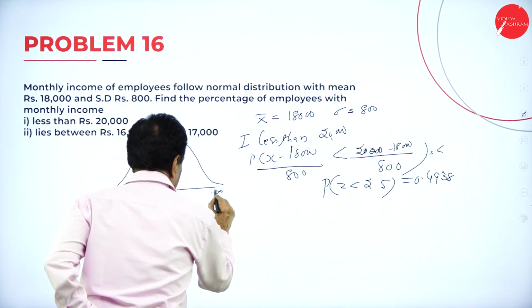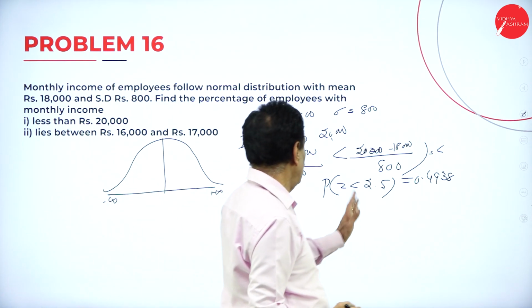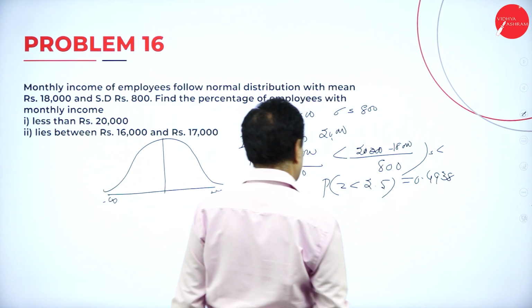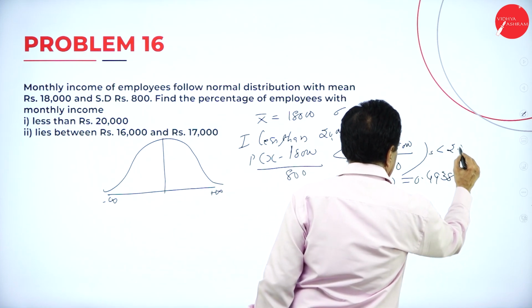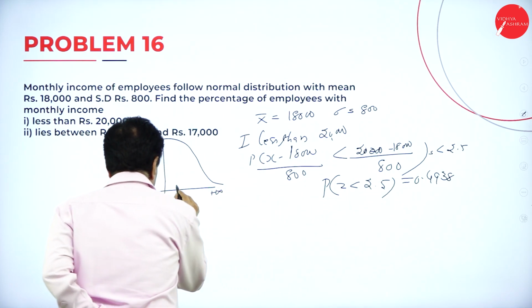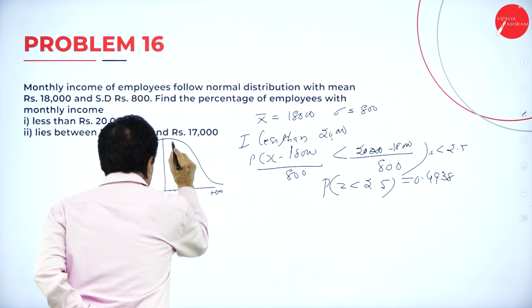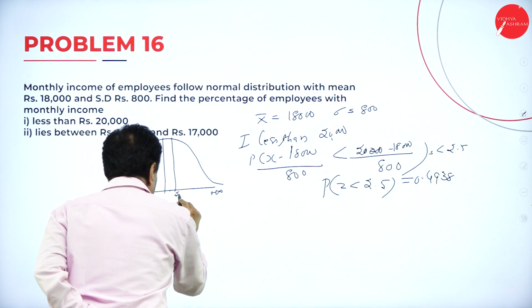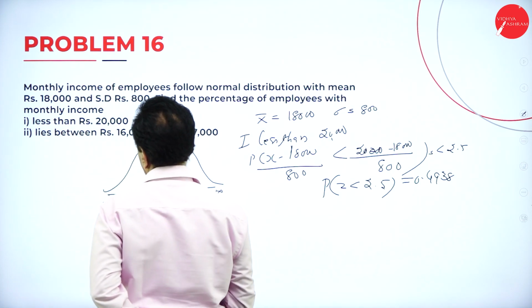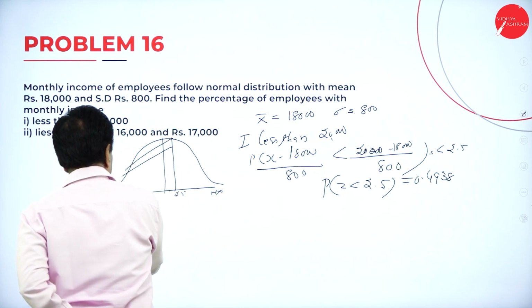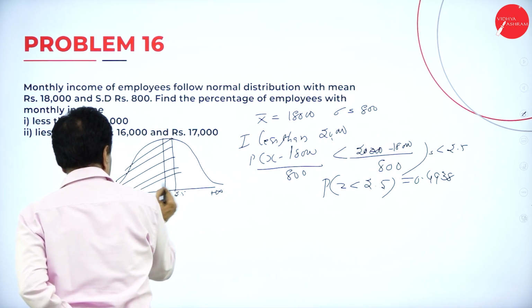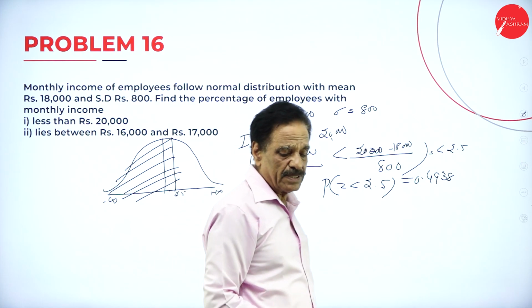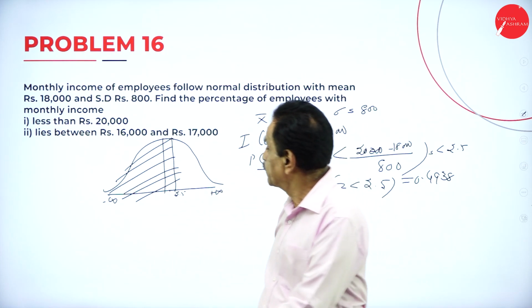What's your value? 2.5. It is monthly income less than this. This is the way we have to do it. For less than, you have to write like this.